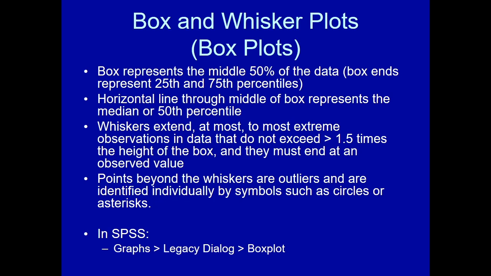The whiskers at the end extend to the most extreme observations in the data that are not more than 1.5 times the height of the box. Points outside of those whiskers are outliers and are identified usually by symbols or asterisks, depending upon what program was used to make the diagram. In SPSS, you can make a box plot by going to Graphs in that menu and then clicking Legacy Dialog and then Box Plot.